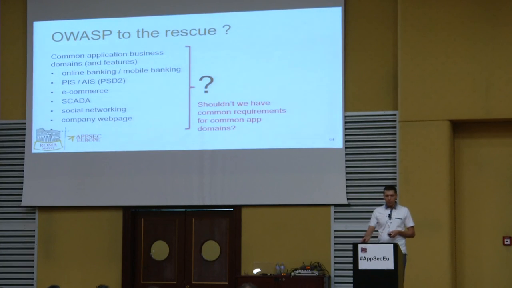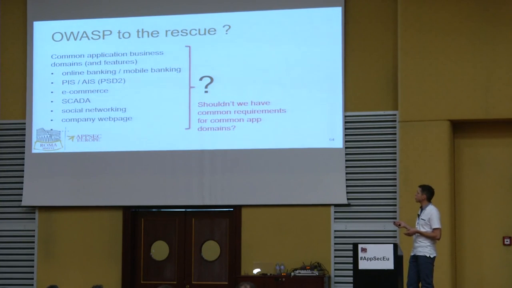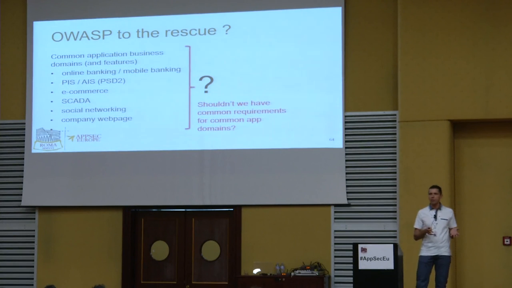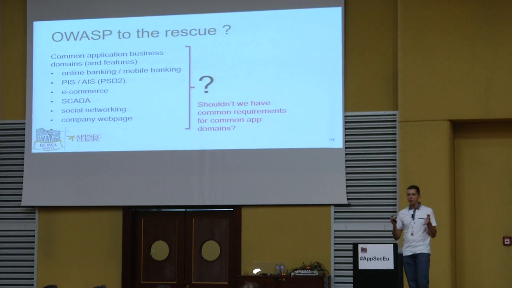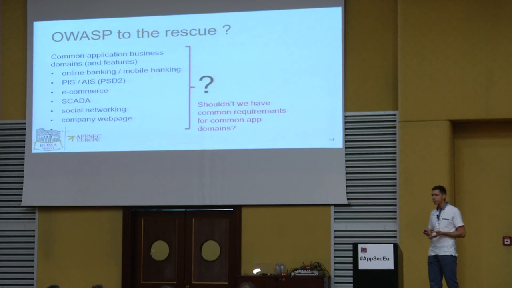So maybe if we have some application that shares a common risk profile and common security features, like online banking or mobile banking, maybe those payment initiation services or account information services, e-commerce, SCADA, social networking, or a simple company web page. They are sharing common security, common risk profile, and common security features. So maybe we as OWASP should work and produce some kind of common requirements for common applications.